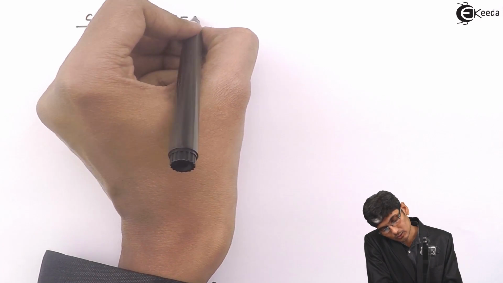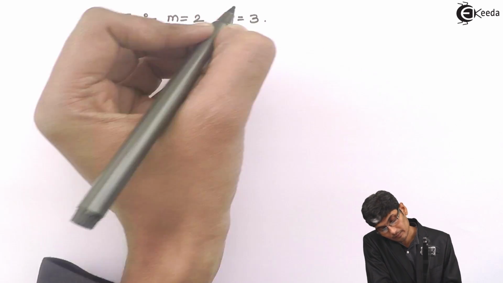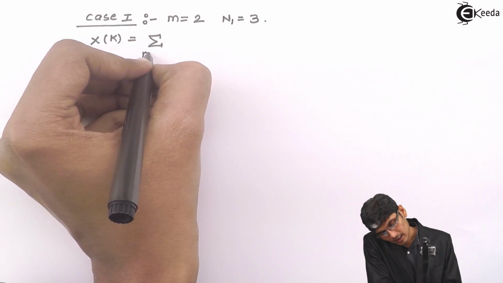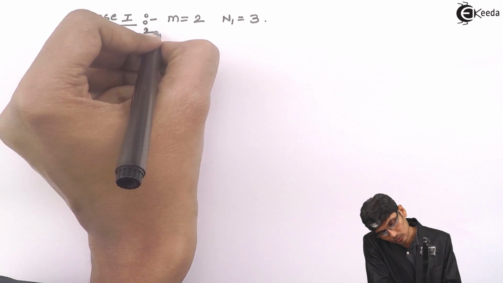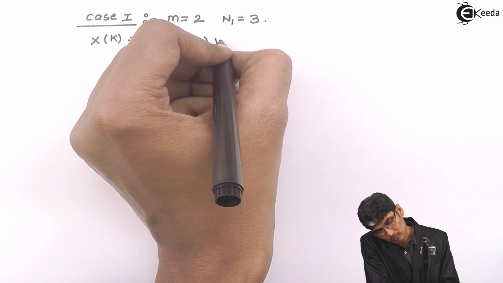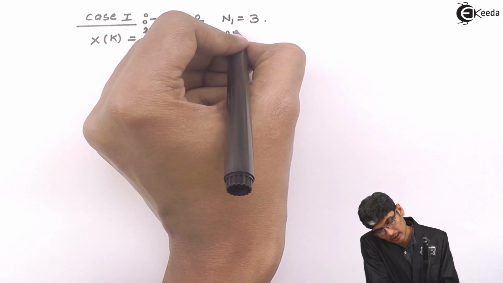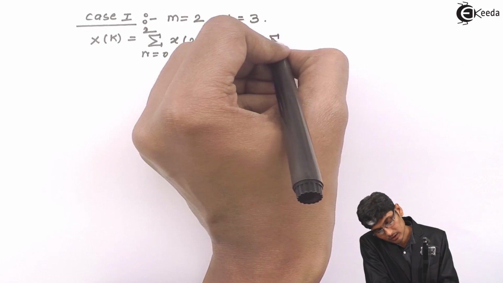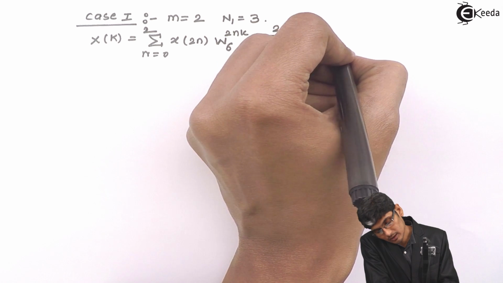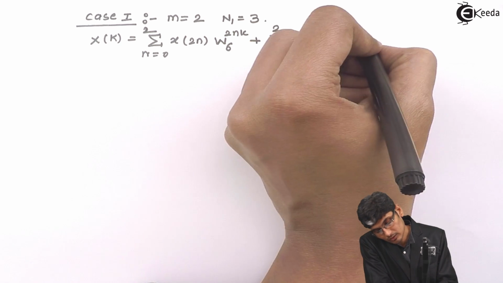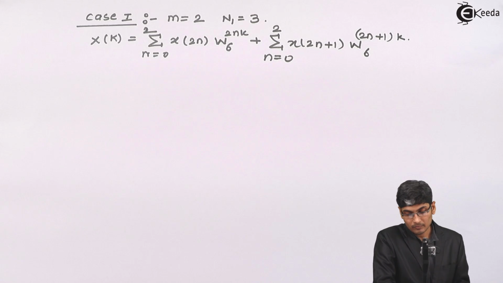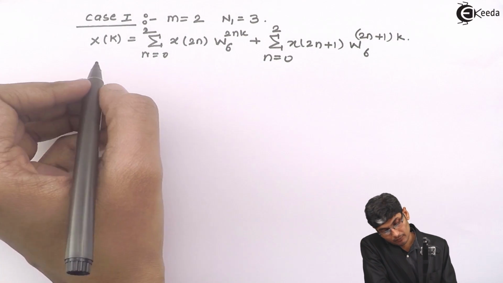where my m is equal to 2 and n1 is equal to 3, and my x of k, because of this, comes as summation n goes from 0 to 2 of x of 2n w 6 raised to 2nk plus summation n going from 0 to 2 of x of 2n plus 1 w 6 raised to 2n plus 1 into k. Only 2 stages. Now let us solve this.